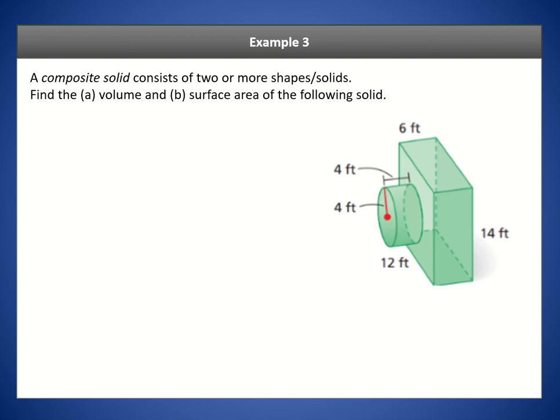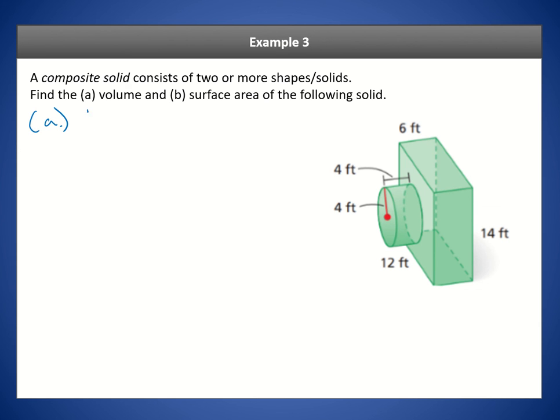All right, so let's look at one more example. This time we have a composite solid. A composite solid consists of 2 or more shapes or solids. We want to find the volume and surface area. Let's do the volume first. I need to find the volume of the cylinder and then the volume of the prism and then add them together.